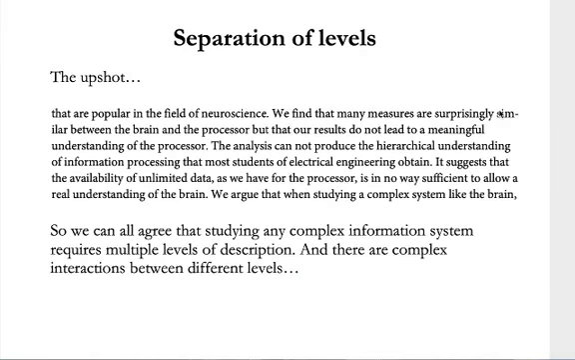Here's what they conclude. We find that many measures are surprisingly similar between the brain and the processor, but that our results do not lead to a meaningful understanding of the processor. The analysis cannot produce the hierarchical understanding of information processing that most students of electrical engineering obtain. It suggests that the availability of unlimited data, as we have for the processor, is in no way sufficient to allow a real understanding of the brain. And this is a very Marrian point, right?